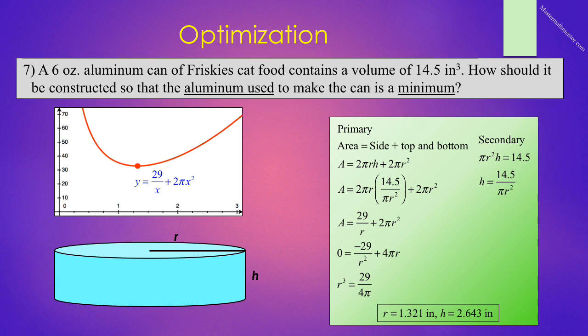Notice that there is no maximum surface area. If r is very, very close to 0, then h will be very, very large, and the surface area will be huge. The same is true if r is very, very large, then h will be very, very small, but the surface area will still be enormous.